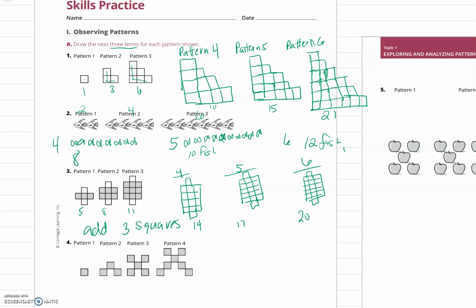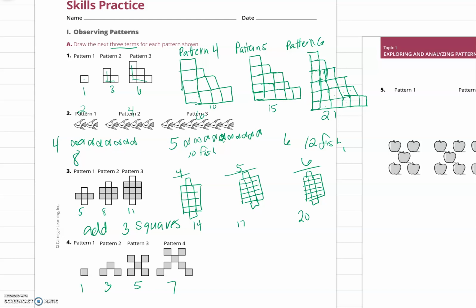Let's take a look at number 4. So they give us up to pattern 4. Let's see what we're doing here. There must be a reason why they gave us an extra pattern, so it must be doing something crazy. So pattern 1 here, we have 1 square, then we have 3, 5, looks like they add 2 more, 7.